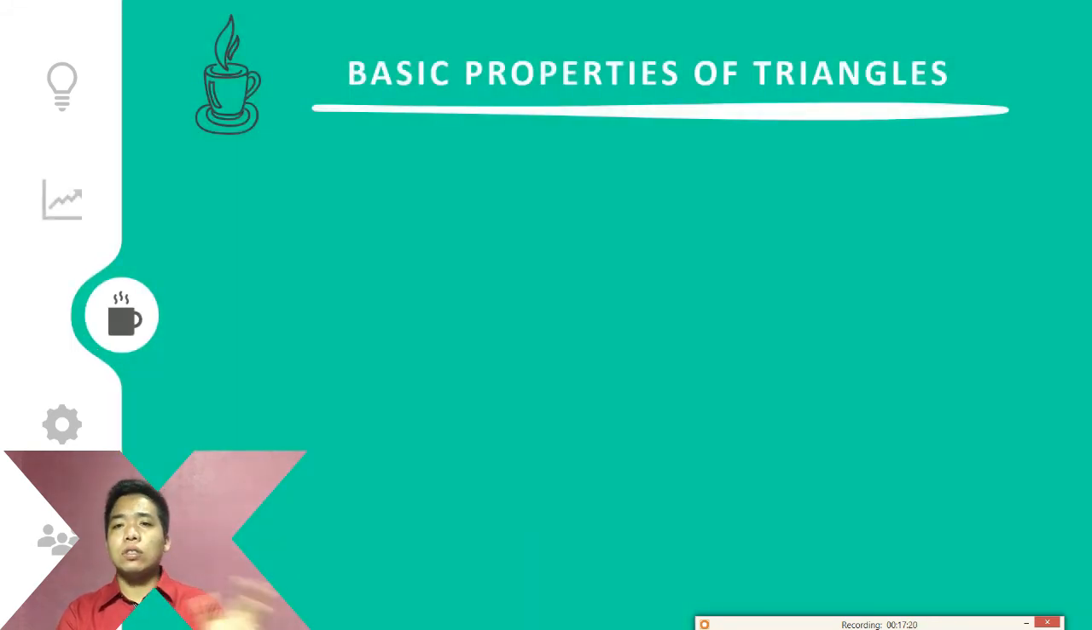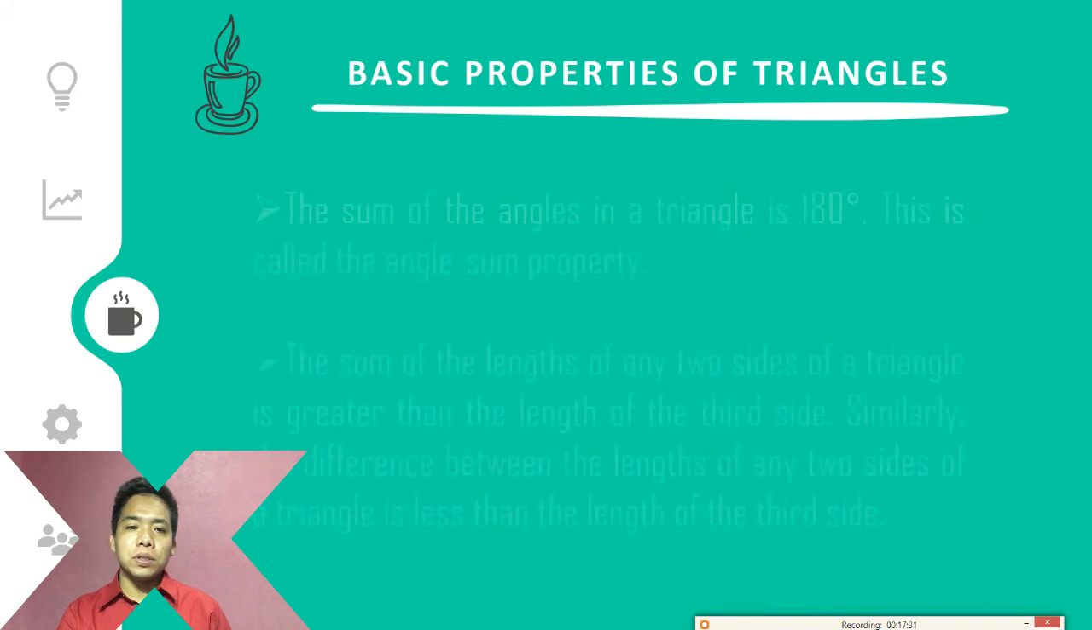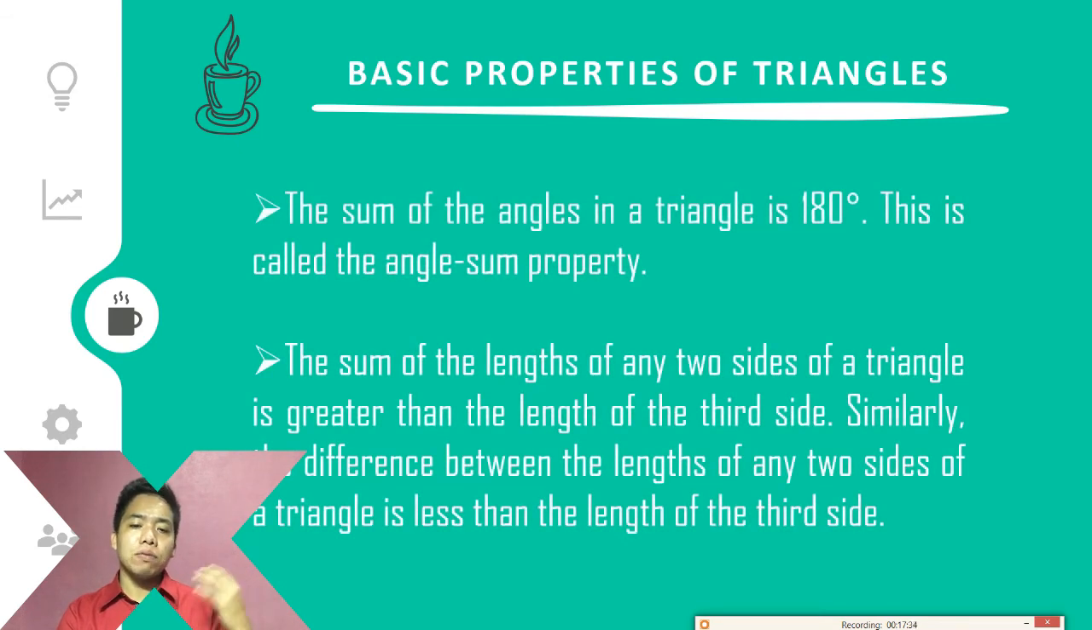Okay, so after discussing all those triangles, let's take some time to discuss some basic properties of triangles. So first, the sum of the angles in a triangle is 180 degrees. And that is always true. We all know that since elementary, that the sum of the angles of a triangle is 180 degrees. So this is called the angle sum property.